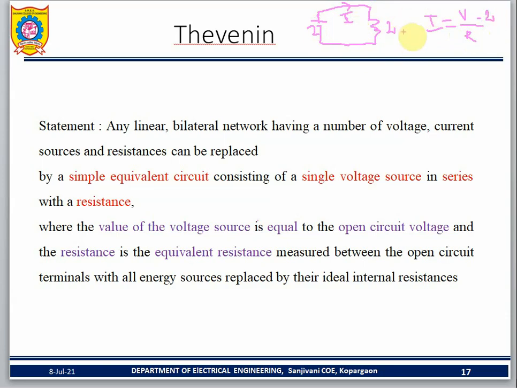R value is 2. So 2 by 2, the 2s cancel. What is the answer? 1. So I found the current value is equal to 1. That's all, this is very simple. You will find the current value. That is called the load current value.